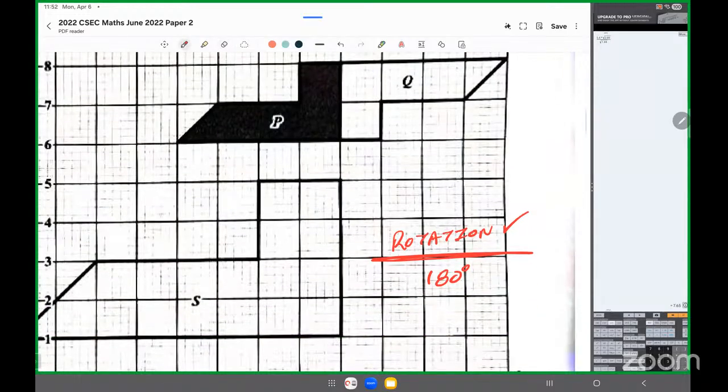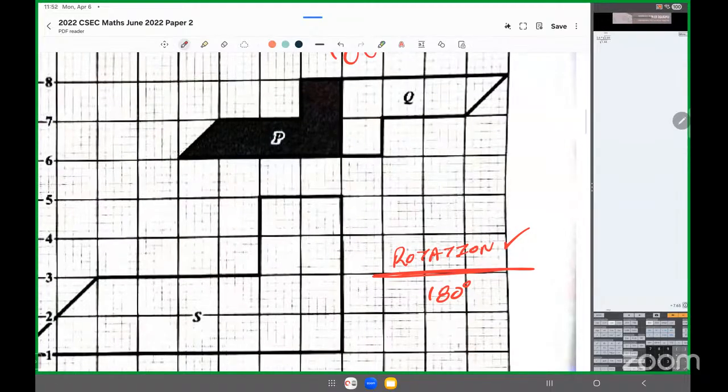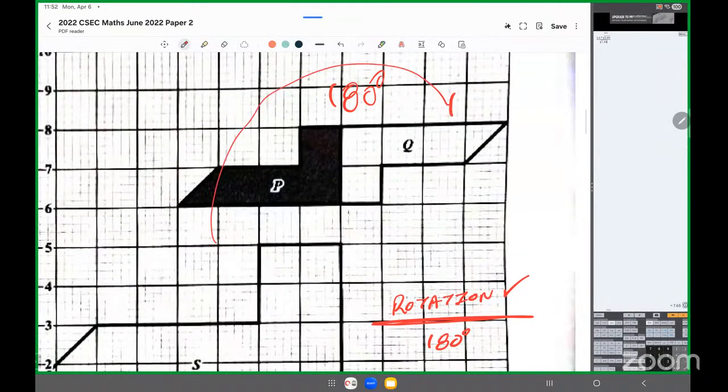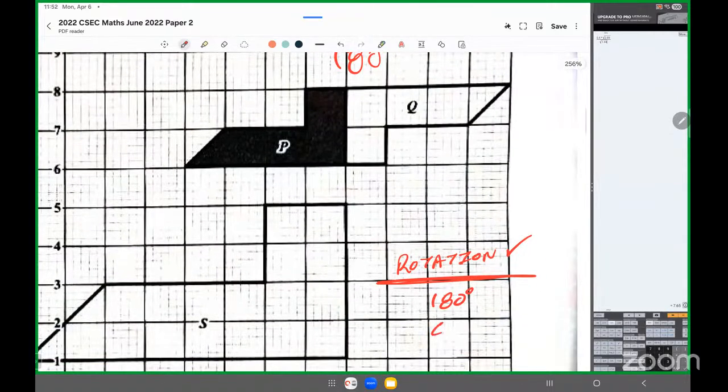So now we're going to give it a direction. I'm going to give the direction as clockwise. It doesn't really matter whether clockwise or anti-clockwise, but let's just give it clockwise.